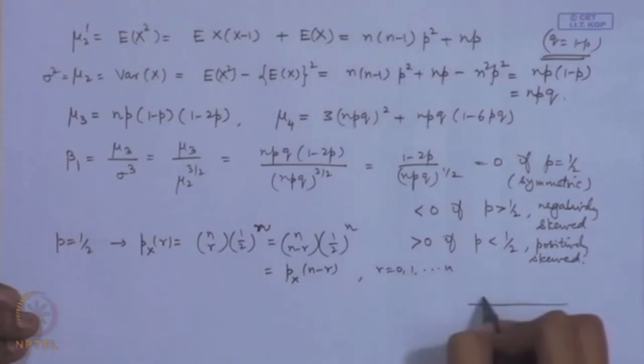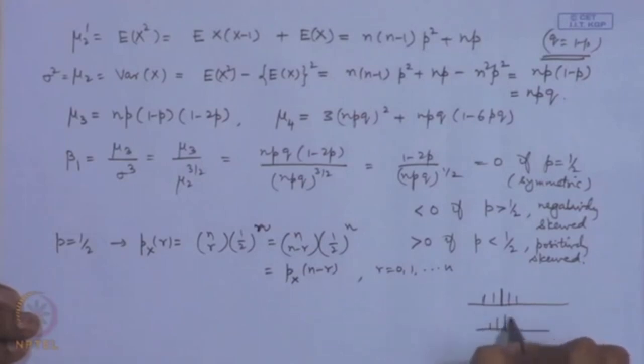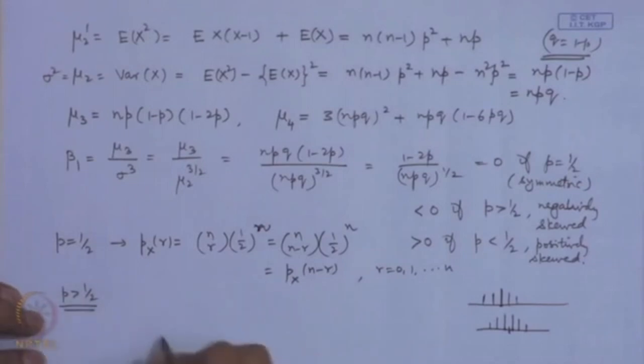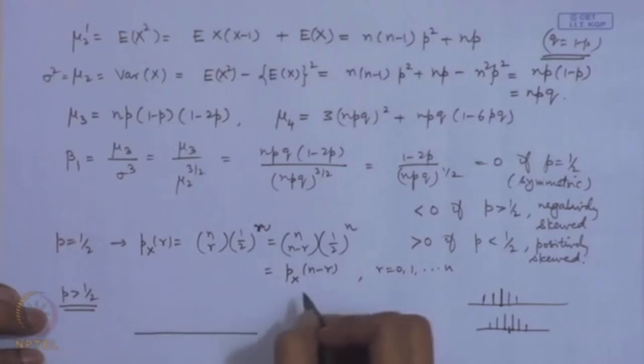That means, the distribution is symmetric about the mid value here. It could be n by 2 or it could be mid value of n, there could be two middle points also. For example, we may have this situation. So, in the odd case, it is symmetric around this midpoint, and if it is even, then it is symmetric about the midpoint here. If p is greater than half, then your initial probabilities, they will be. So, let us write down some particular cases.